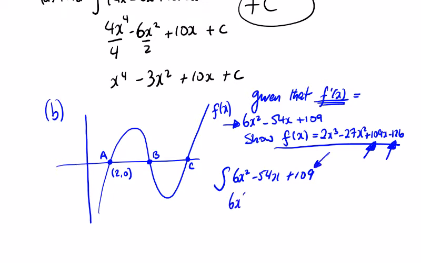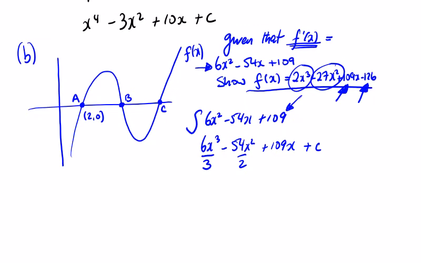It's going to be 6x cubed over 3, which is the 2x cubed, minus 54x squared over 2, which is the minus 27x squared, plus 109x, which we've already identified, plus c. So let's just simplify this down to give us 2x cubed minus 27x squared plus 109x plus c. Now we can see here this is f of x.